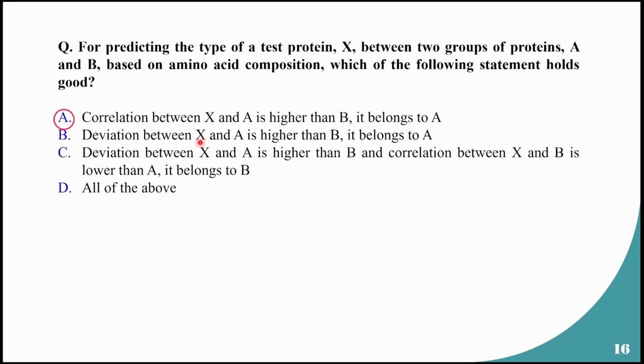In case of option B, it says that deviation between X and A is higher than B and it belongs to A. So if deviation between X and A is higher, that means X is very dissimilar to A as compared to B, right? So in this particular case, the protein should not belong to A, it should belong to B. In option A, it is saying that correlation between X and A is higher than B. So if correlation between X and A is higher, that means X and A are the most similar proteins if you compare them with B, basically, right? In that sense, option A will be the correct one because it correctly states that if correlation between X and A is higher than B, the protein should belong to group A.